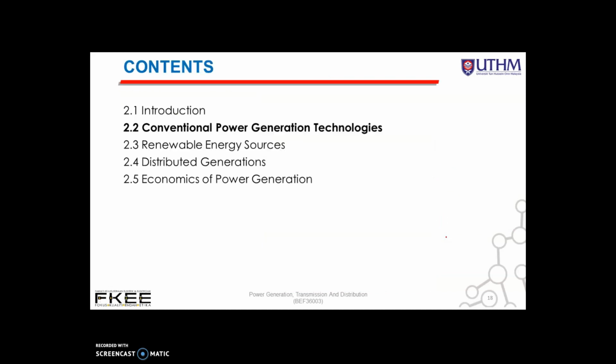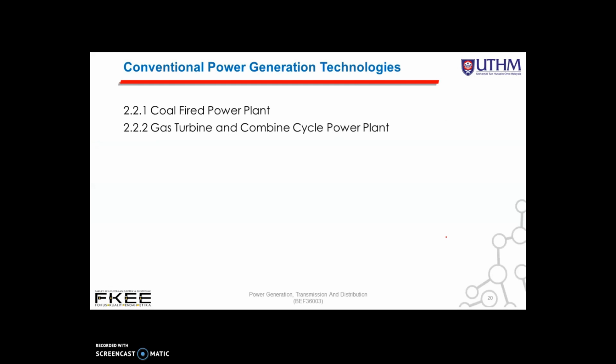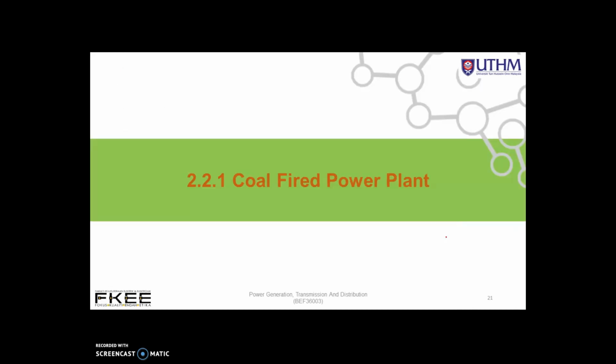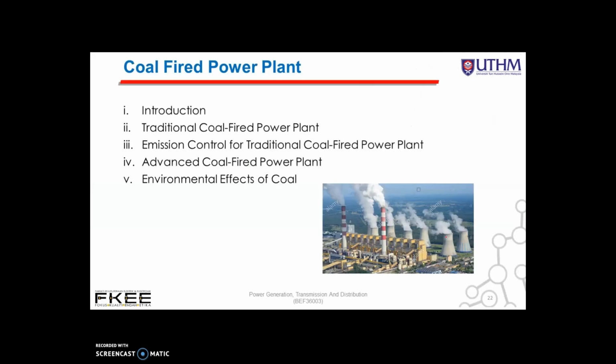Next, we go to the conventional power generation technologies. There are two power plants that will be discussed in this section, which are the coal-fired power plant and the gas turbine and combined cycle power plant. We look at the first power plant, which is the coal-fired power plant.